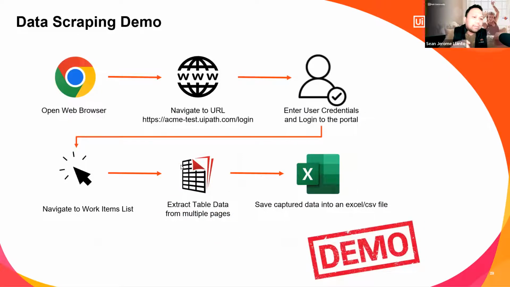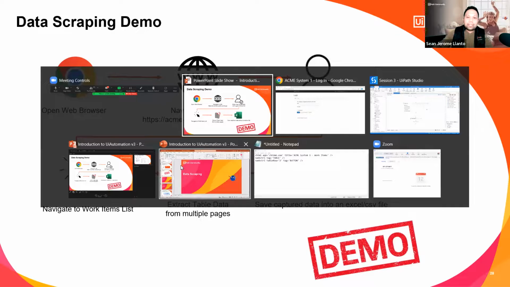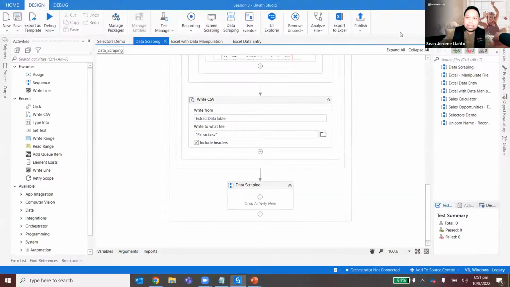The demo that we have will be performing data scraping through a web browser. What it will be doing is we'll be using acmetest.uipath.com/login, where the bot is opening the web browser and navigating to that URL. It will also be entering the credentials and logging into the portal. It will navigate to the work item list, extract the table from multiple pages, and save the data into an Excel file. I'll just quickly run it so that you'll be able to see how it looks, and then let's try to replicate it accordingly.